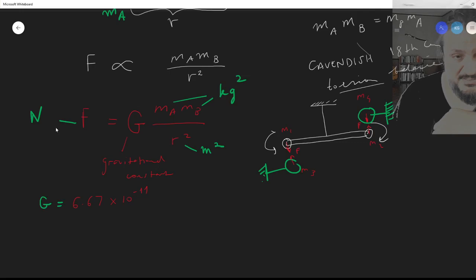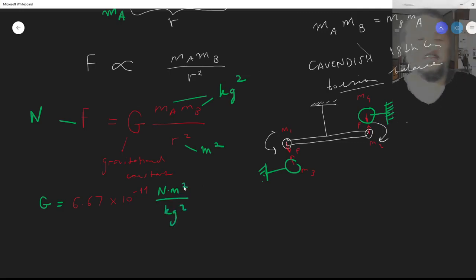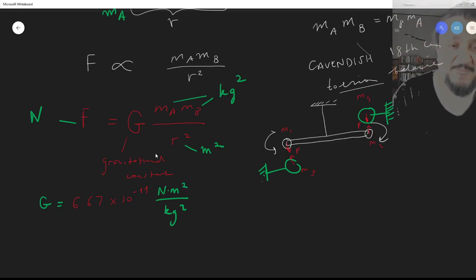Okay, so I can write it as Newton times meter squared divided by kilogram squared, so that when multiplied by kilogram squared over meter squared, those meter squareds and kilogram squareds will cancel. Only newtons will be left, which will be the unit of the left-hand side.